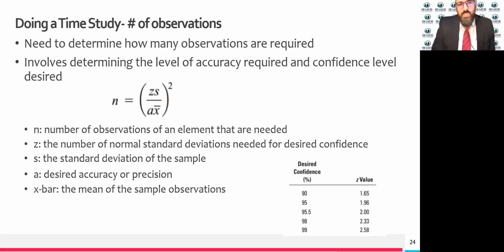All right, now let's take a look at this equation. This equation will help you find the number of observations needed to observe the process. So you can't say, well, I observed it 2 times, 3 times. No, we have to use this equation to find out how many observations we need. So N is the number of observations, Z is the number of normal standard deviations needed for the desired confidence, and there's a table right there. S is the standard deviation of the sample, A is the desired accuracy, X bar is the mean or the average of the sample observations.